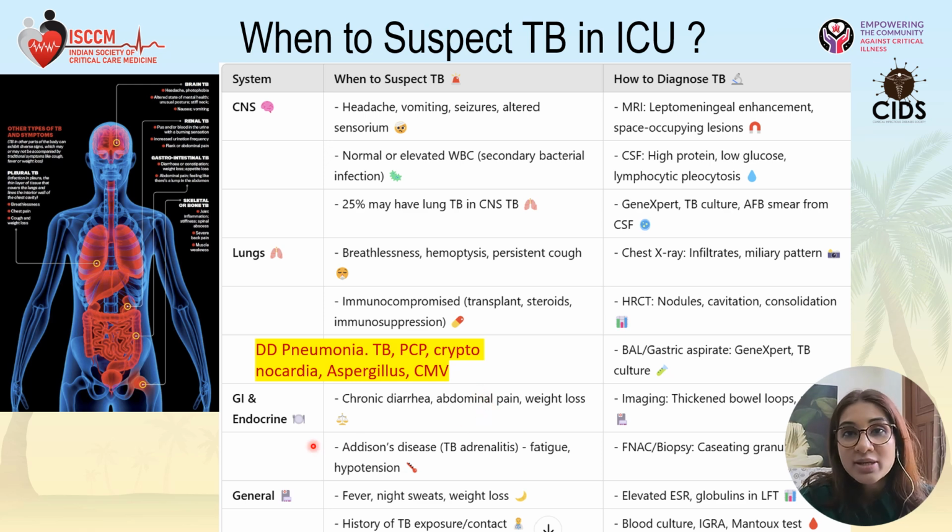Sometimes patients may present with GI manifestations, like patients with ileocecal tuberculosis may present with sepsis, and also patients may have Addison's disease and can present with fatigue and hypotension. The general symptoms of tuberculosis include a history of fever, night sweats, weight loss for more than 2 weeks, and more importantly, a history of contact with a patient with TB is extremely important and should be inquired.